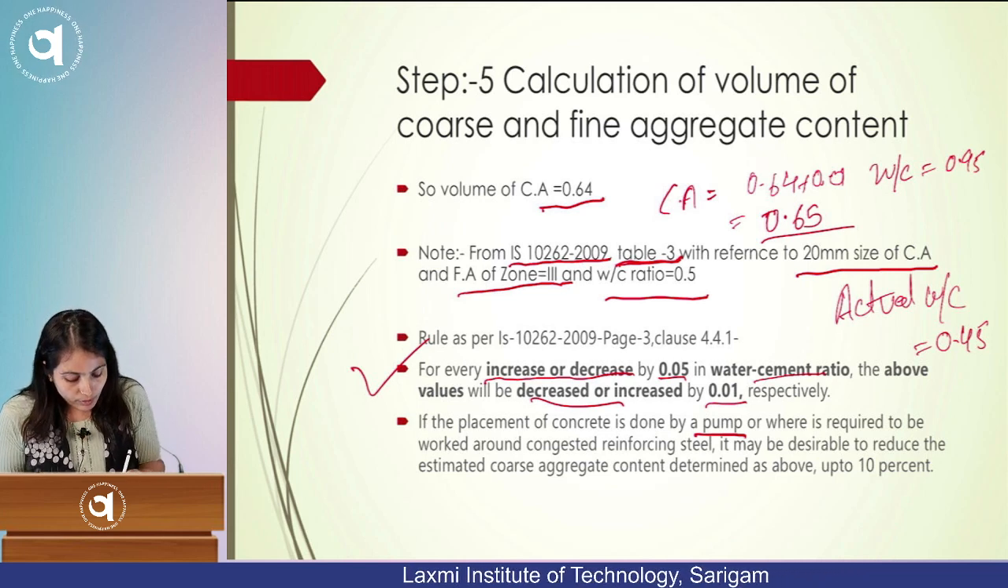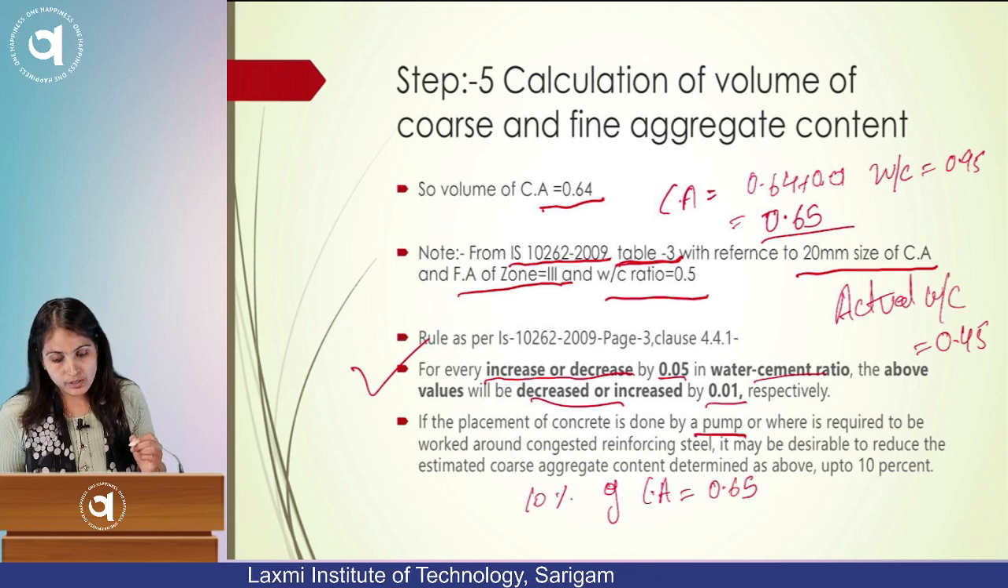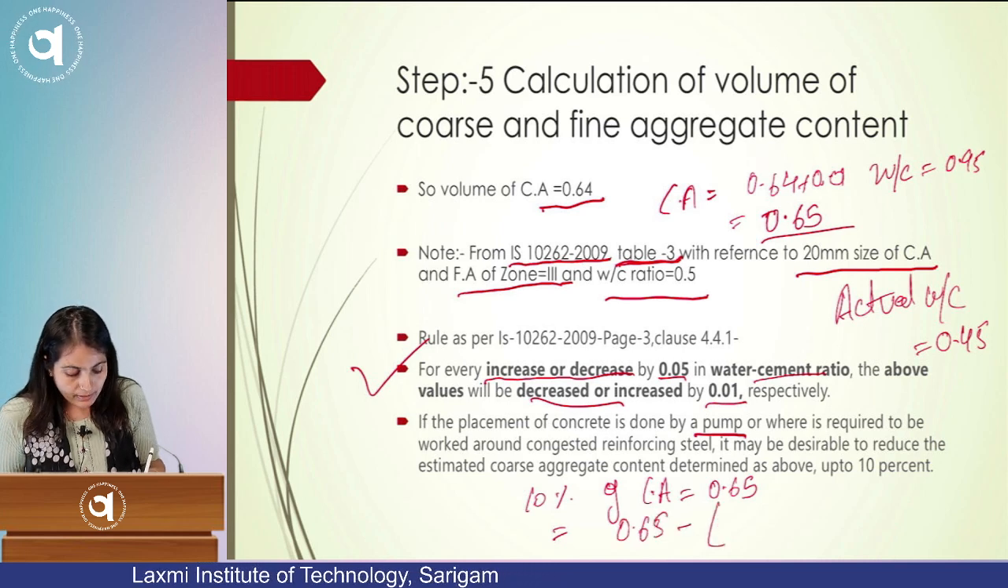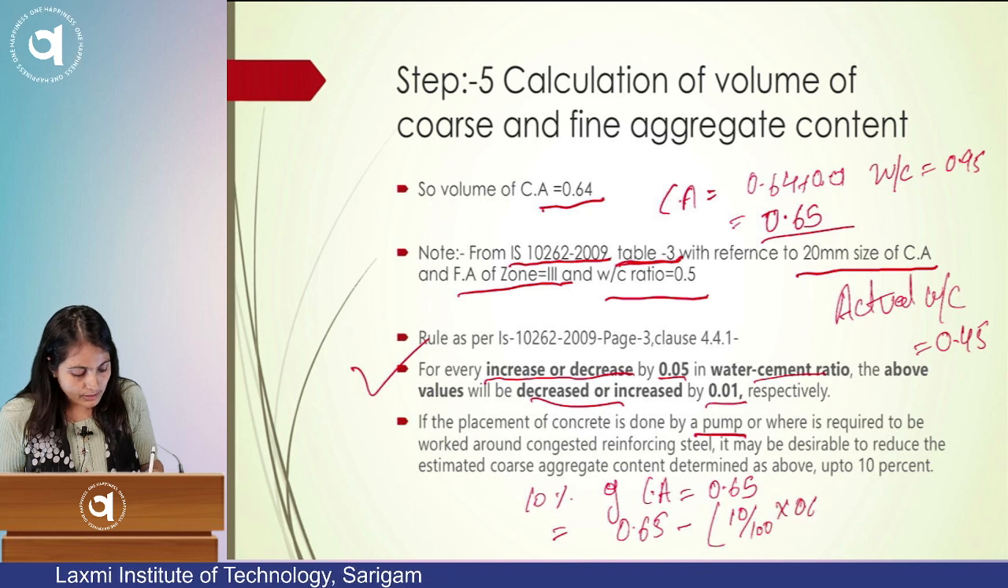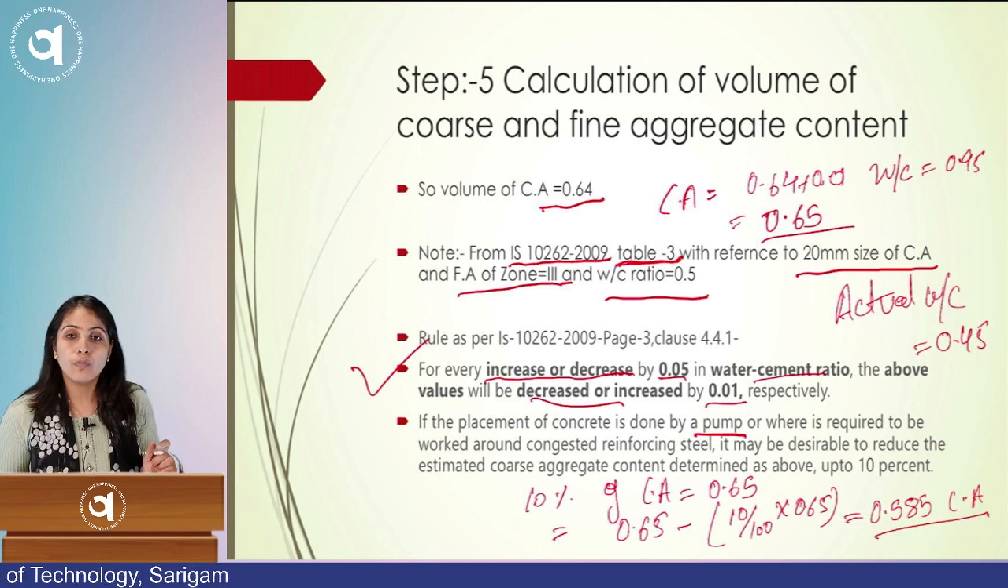So what will you do? You will decrease this 10% from the coarse aggregate you got as 0.65. Understood? You can calculate the 10% decrement: minus 10% of 0.65. So you will get 0.585 as the volume of coarse aggregate. So this is the volume of coarse aggregate.